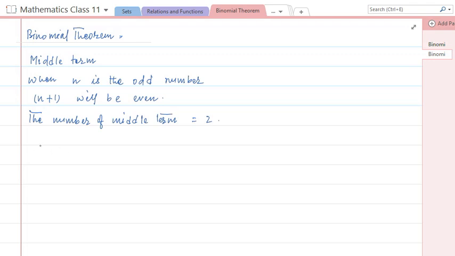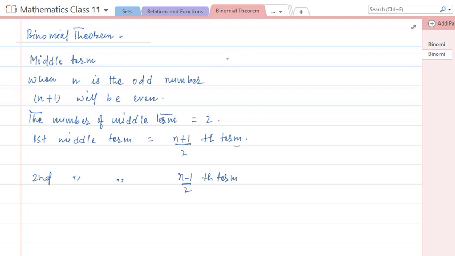The first middle term will be the (n plus 1) by 2th term, and the second middle term will be the (n minus 1) by 2th term. Now we find out the first middle term.